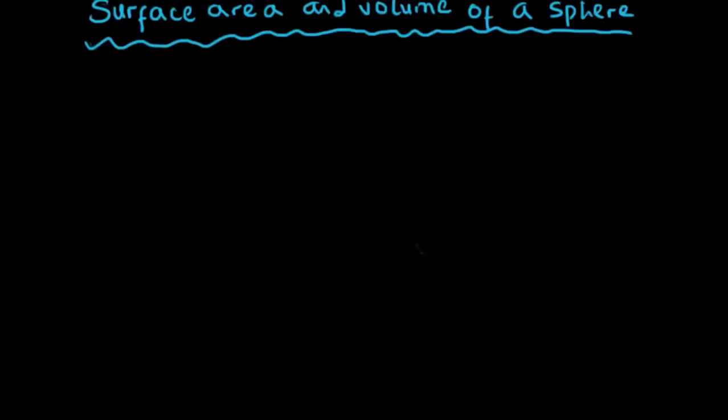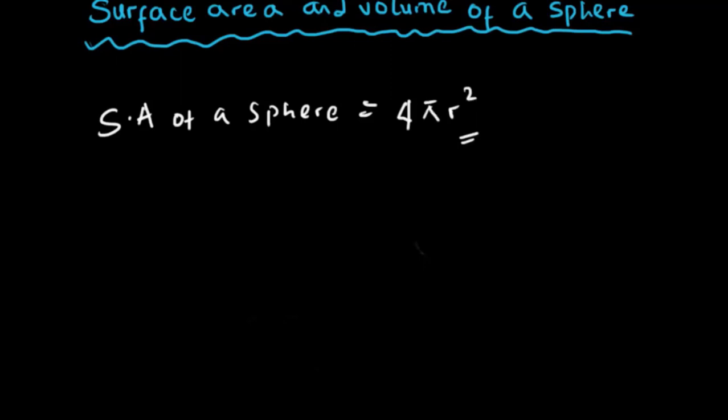Now let's start with the surface area of a sphere. The surface area of a sphere equals 4 pi r square. Can you see that it's kind of similar to the area of a circle? Area of a circle is pi r square. The surface area of a sphere is like 4 circles, 4 pi r square. Does that make sense?